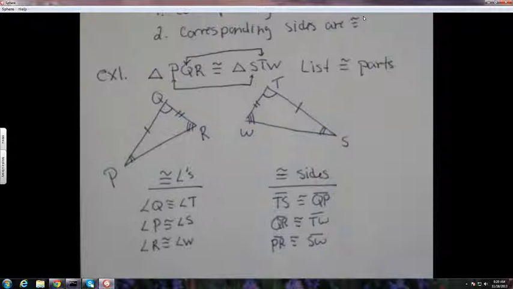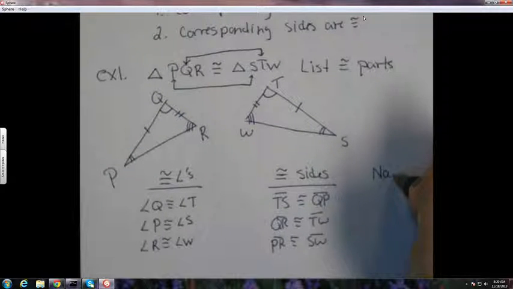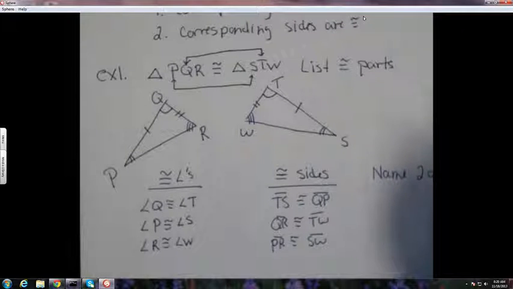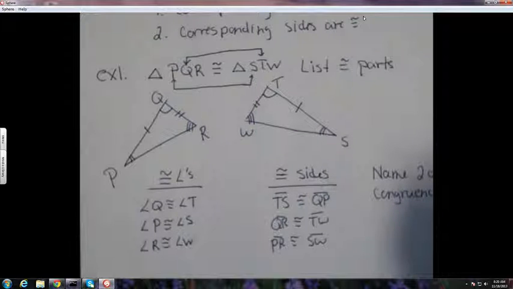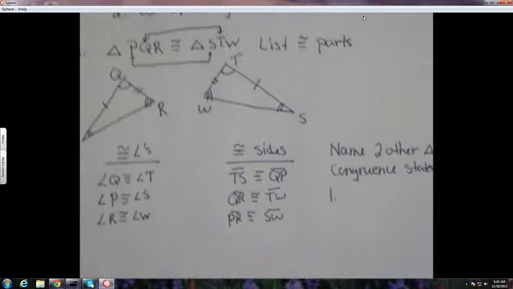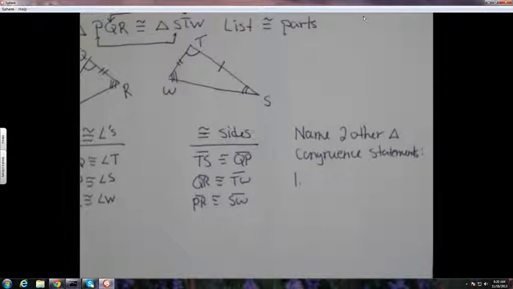Okay, the other thing I want you to do with this is name two other triangle congruent statements. I'll do one so you know what I'm talking about. Wait, can you say it wrong? Oh, yep. Name two other congruent statements. I need to look at the picture too.